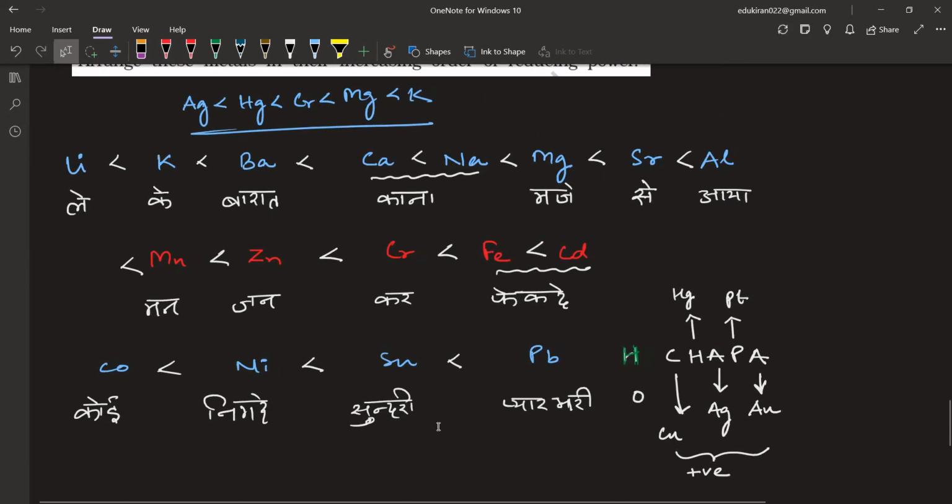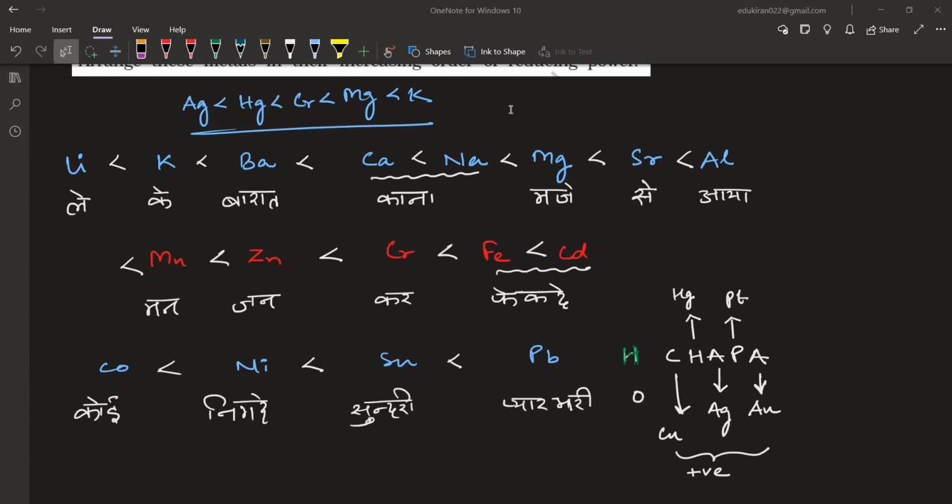चलिए, इसको याद करके रखिएगा. Then we will do the application. अब याद हो जाएगा ना? क्या हुआ बताइए तो? What is the story, Fatima? लेके बारात कान्हा मजे से आया, then मंजन कर फेंक दे, कोई निगाहें सुंदरी प्यार भरी, and then CHAPA. And then what? Hydrogen. हाँ, hydrogen will be 0, and after that CHAPA. सारा आपको याद हो जाएगा? Yes or no? Yes, sir. हाँ, ठीक है.